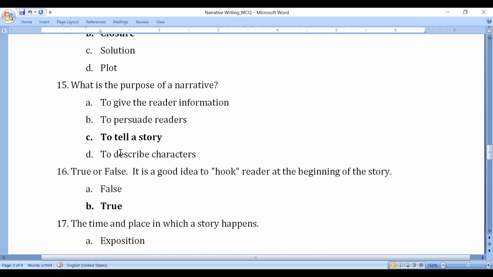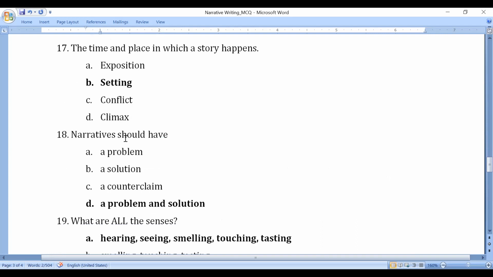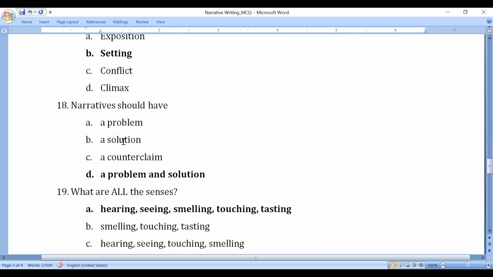True or false? It is a good idea to hook the reader at the beginning of the story. It's true that you should hook the reader. Hook means you need to connect the reader from the beginning of the story. The time and place in which the story happens is called the setting. Narratives should have a problem, a solution, a counterclaim, or a problem and solution. It should have both a problem and solution.